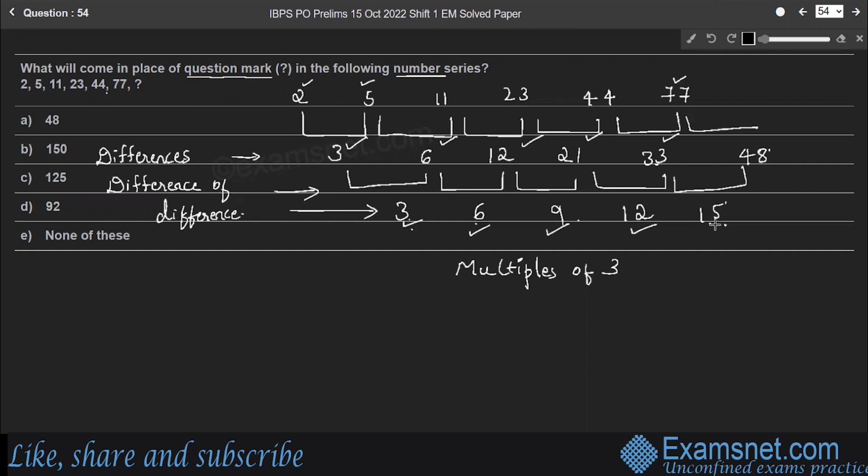48 is the difference between 77 and the next number. The last number is greater than 77 because in the given series, numbers are in increasing order. Therefore, 77 plus 48 gives 125. Therefore, 125 is the last number. Option C is the right answer. In this case, we are taking the difference of differences, and these differences of differences are multiples of 3. Therefore, option C is the right answer.